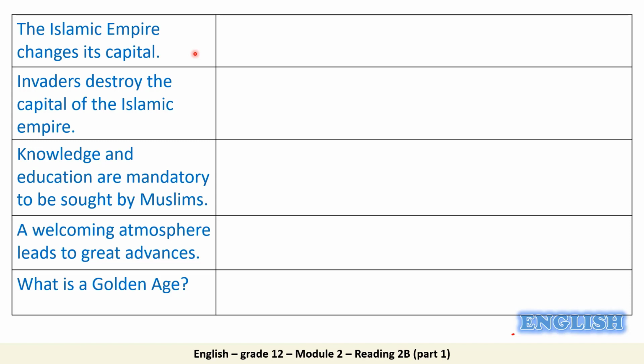What do we have on the left-hand side of the table? We have 5 sentences, and each sentence expresses the main idea of a certain paragraph in the passage. So, what you should do is match each sentence to the appropriate paragraph. Please pause the video now and answer.